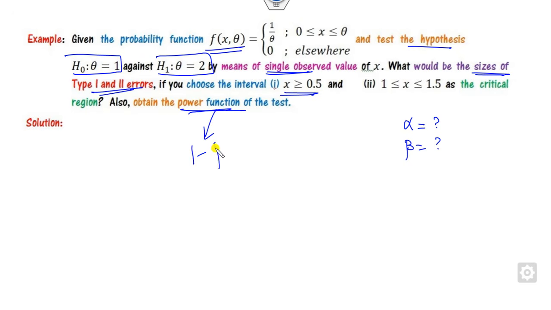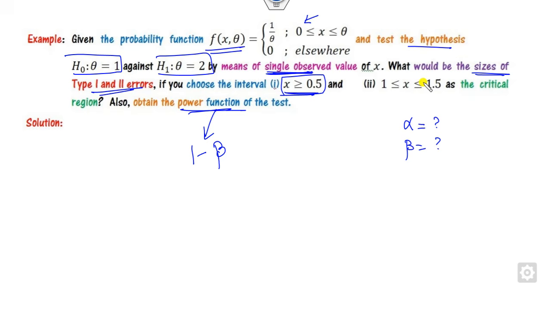So the power function is 1 minus beta. Once you know beta, we can compute 1 minus beta. The approach is very simple. How can you solve that? We can start from here. This is the PDF, it's a single function. Let's start with the first part, that is x is greater than or equal to 0.5. The critical region is given to you, so what would be the size if this is my critical region?